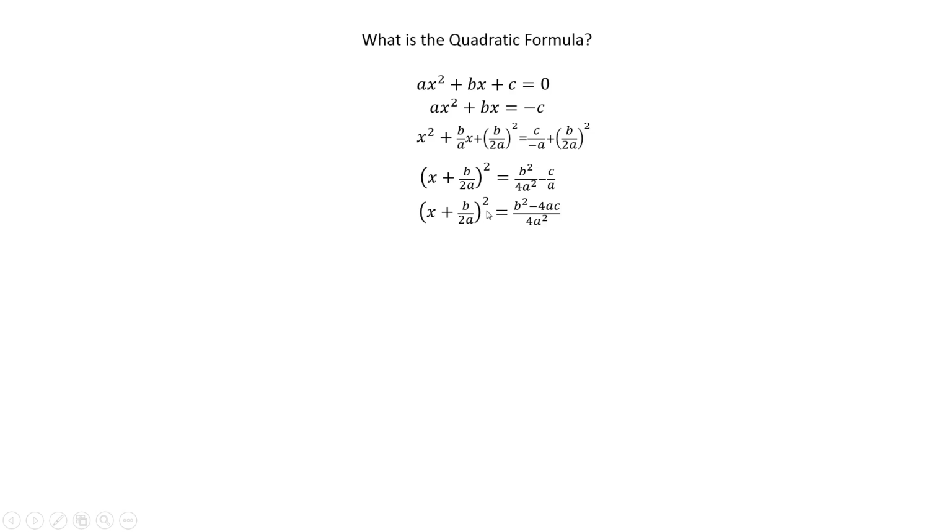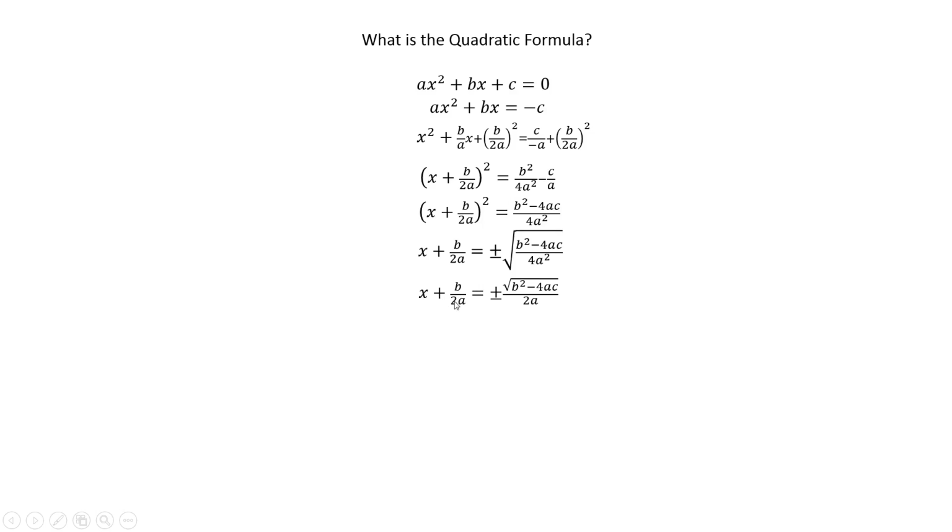Then the next step, we can square root both sides. X plus b over 2a equals plus or minus the square root of this whole mess. Notice the denominator, 4a squared. That's 2 squared and a squared. When we have a square root, we can take the square root of the top and the bottom completely separately. The top isn't going to simplify at all, but the bottom, the square root of 4a squared, is just 2a.